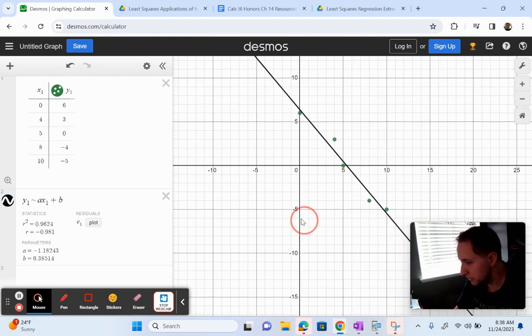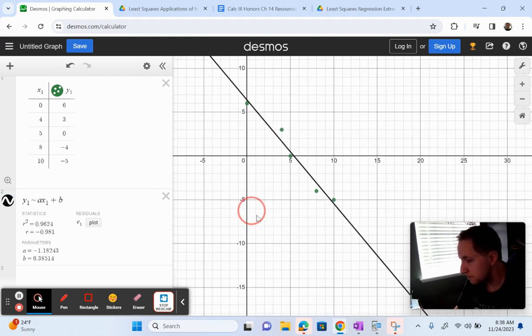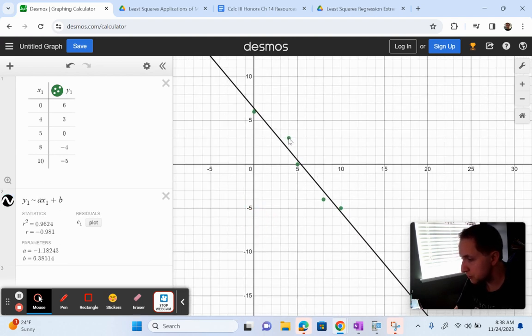I'm just going to scroll out so you can see it a little bit. So here's our visual, right? This green dot's pretty close. This one's real close. This one's real close. This one's real close. And this one's real close. So this is the best possible line of best fit outlined here in black. Okay? And there's our 5 data points.